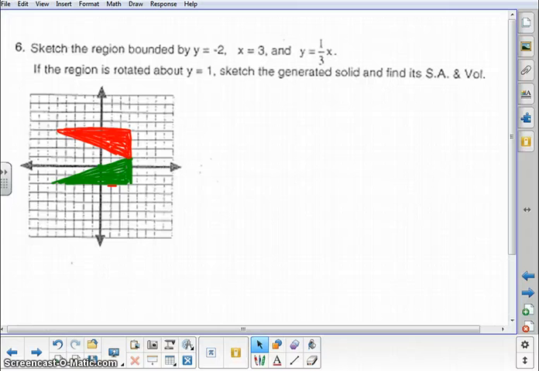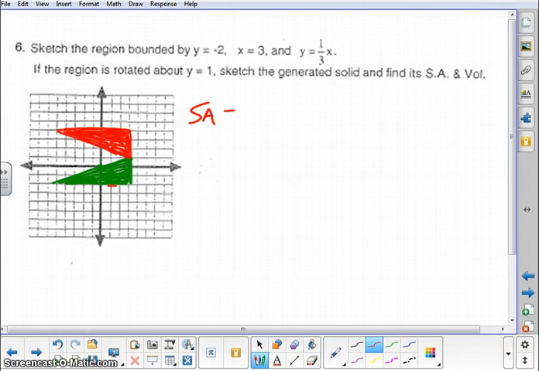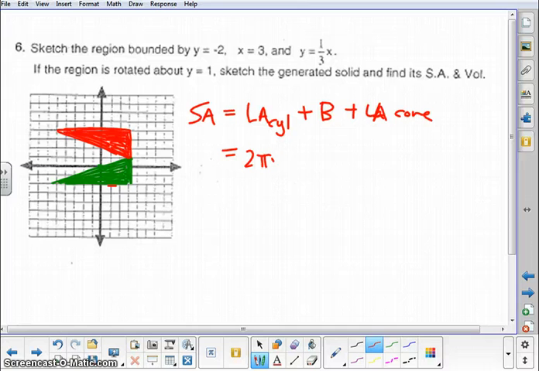We're rotating around y equals 1, so it's going to be the green and the red. And we know that it is a cylinder, so the surface area is going to be a mix of the lateral area of the cylinder, plus 1 base because the top is open, and then plus the lateral area of a cone. Okay, so the lateral area of the cylinder is 2 pi r h. The area of the base is pi r squared, and the lateral area of a cone is pi r times the slant height.